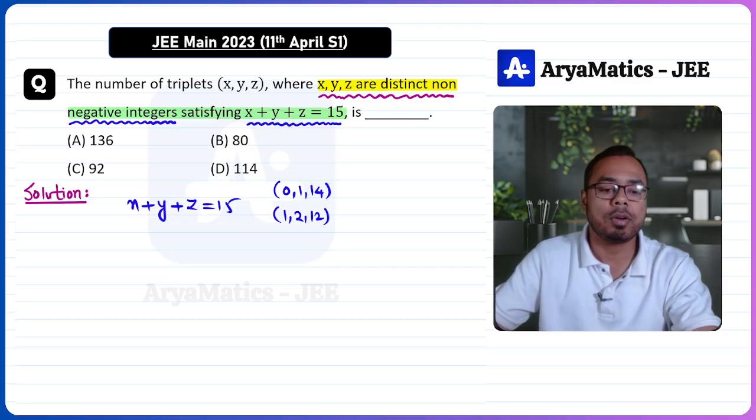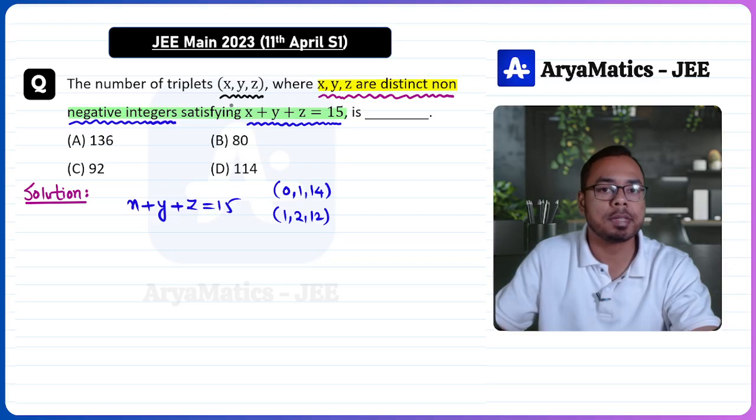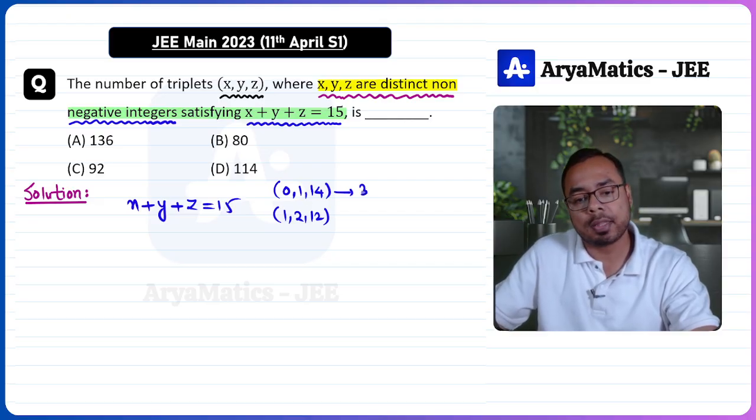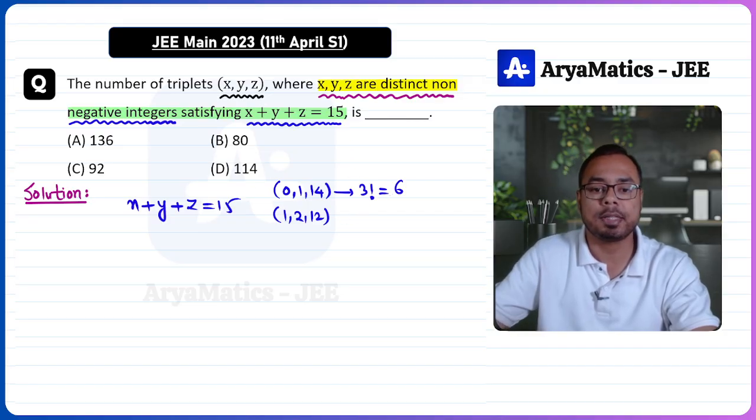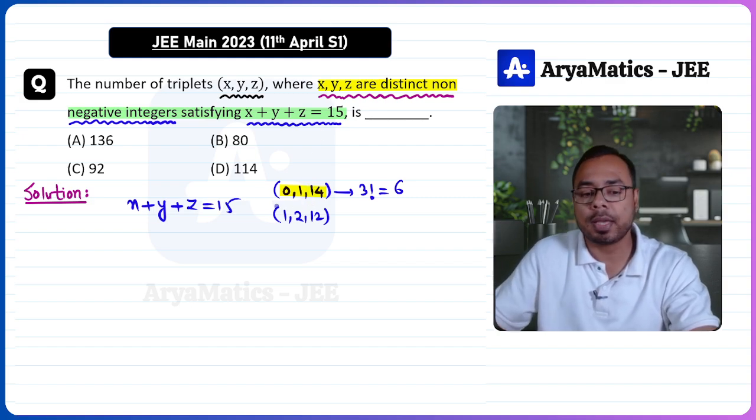Now remember, here we are talking about the number of different triplets. So the triplet xyz is different from the triplet yxz and so on. If I have one solution as 0, 1, 14, you can get three factorial solutions from here by arranging these three numbers. One solution is 0, 1, 14. The next one will be 0, 14, 1. The next one will be 1, 0, 14 and so on. In how many ways can we arrange this one? 3 factorial.